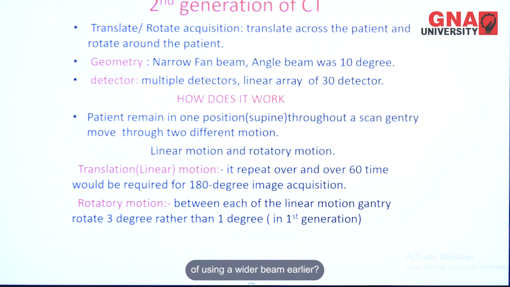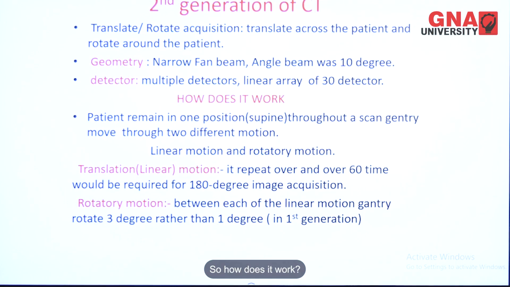Now, what's the advantage of using a wider beam? Earlier, if we were using a pencil beam, the pencil beam would cover a small anatomical region. While using a fan beam, that will cover a large anatomical region, means in lesser time we will cover the whole region of interest. Here for the detectors we used multiple detectors or a linear array of detectors, and mostly the number was 30. In first generation we were using 1 to 2 detectors. So using more detectors means we will be able to acquire the data from our region of interest, that too within less time.